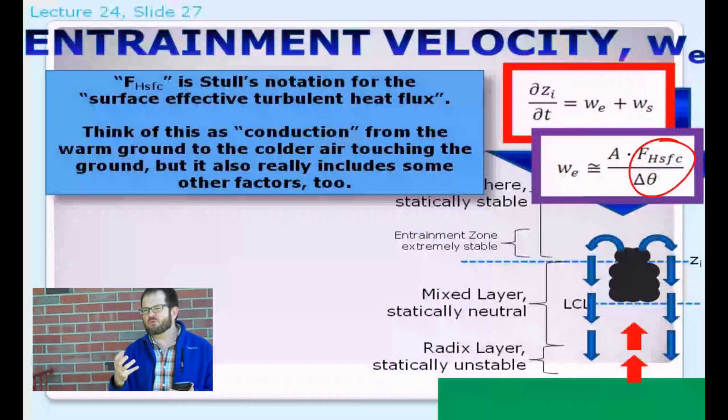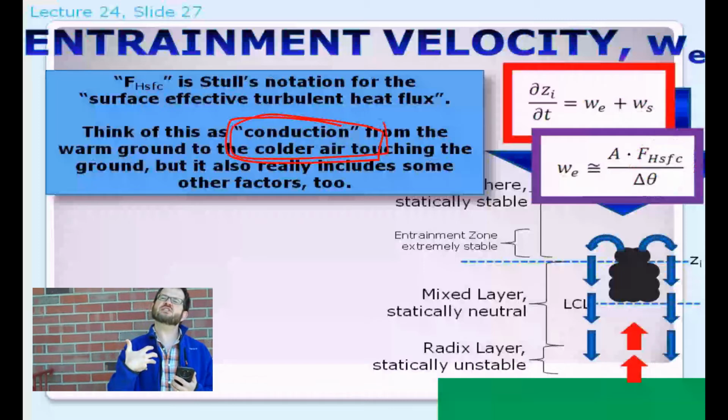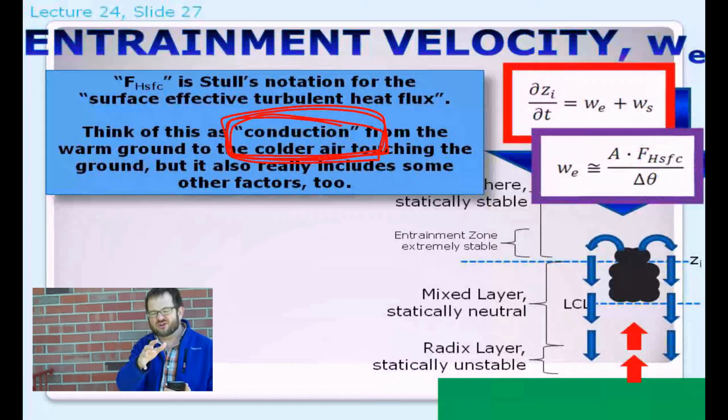For the purposes of what we're doing in this class, you can think of that as conduction from the warm ground into the atmosphere. It's a little more complicated than that. It also includes certain kinds of radiative effects. It also includes certain kinds of turbulent processes that happen extremely close to the ground. But for our purposes, it's sufficient to think of it as conduction from the warm ground into the relatively cold air above the ground. That will help solve our problem here.